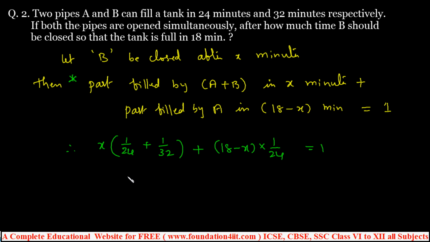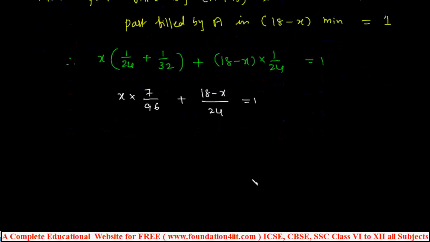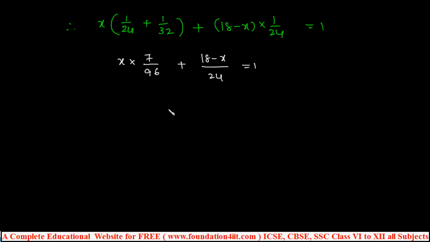Simplify this, and inside also you can simplify. So x into 1 by 24 plus 1 by 32, which is 7 by 96, we do the LCM, plus 18 minus x by 24 is equal to 1. Let's calculate now. From this you can calculate directly. For 96 and 24, 96 is the LCM, right? x into 7 is 7x, plus, and 4 times 24, 4 into 18, is 96.